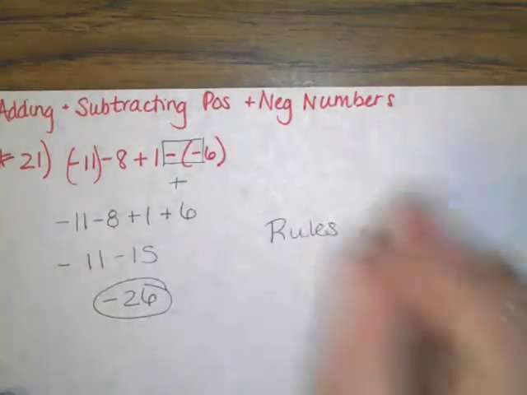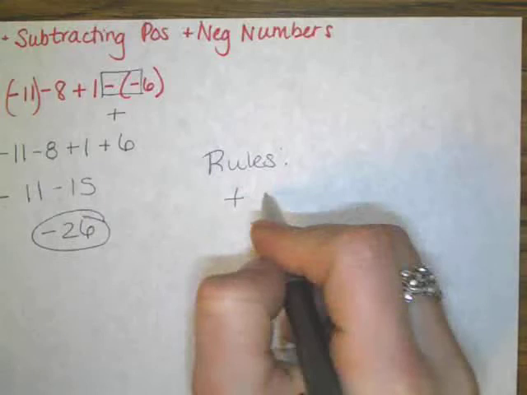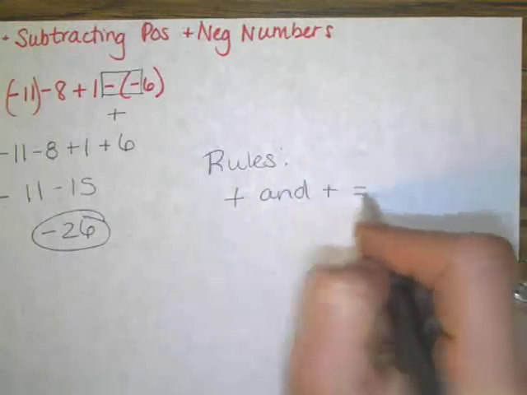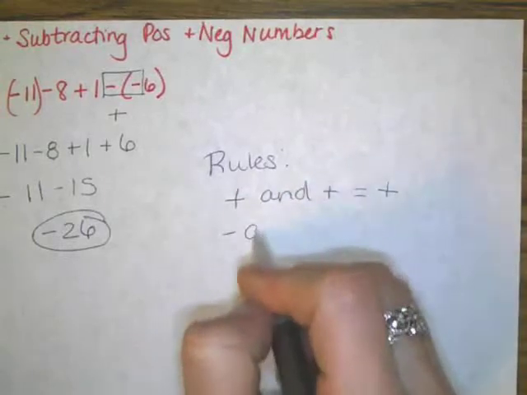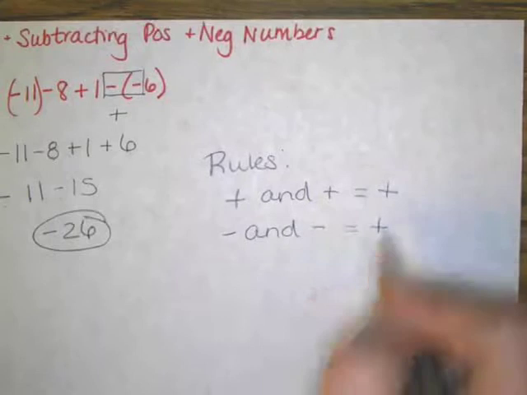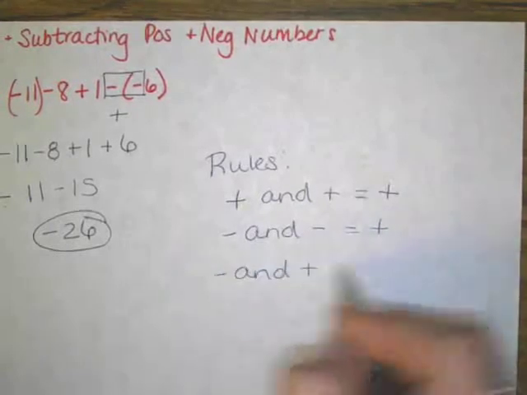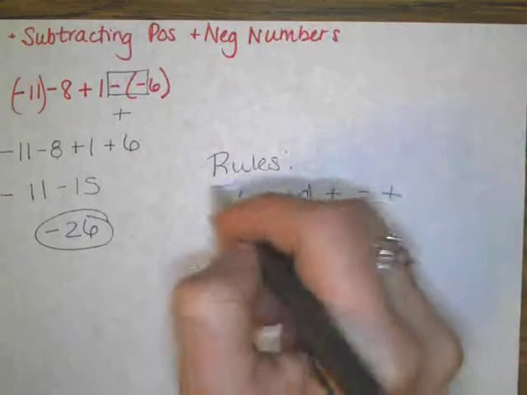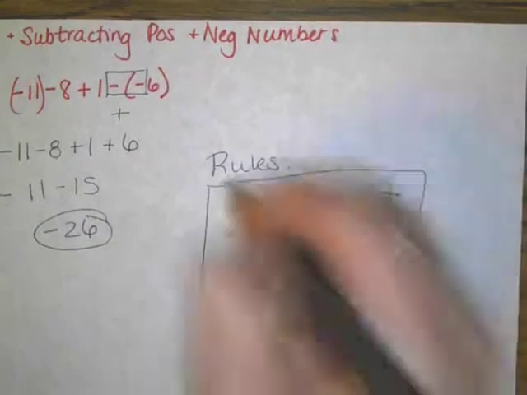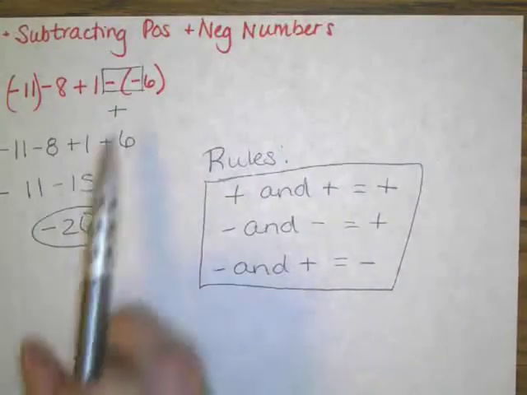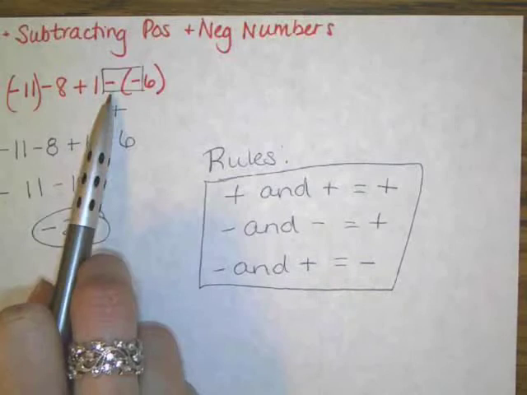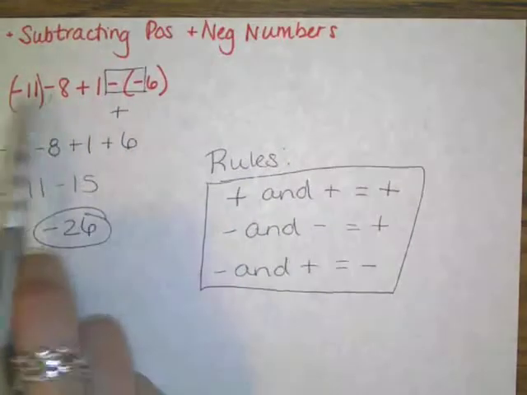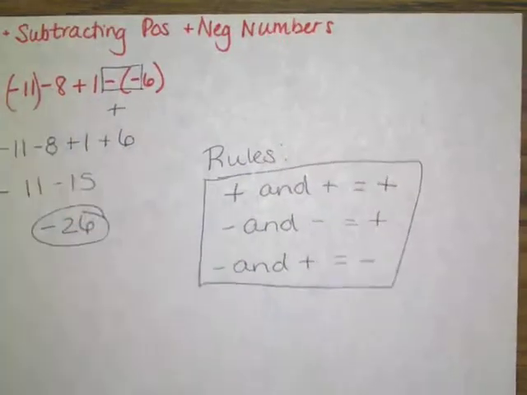Remember your rules. A positive and a positive equal a positive. A negative and a negative equal a positive. A negative and a positive equal a negative. And this for adding and subtracting is when they are next to each other. So only when they sit next to each other, not when they are in the equation.